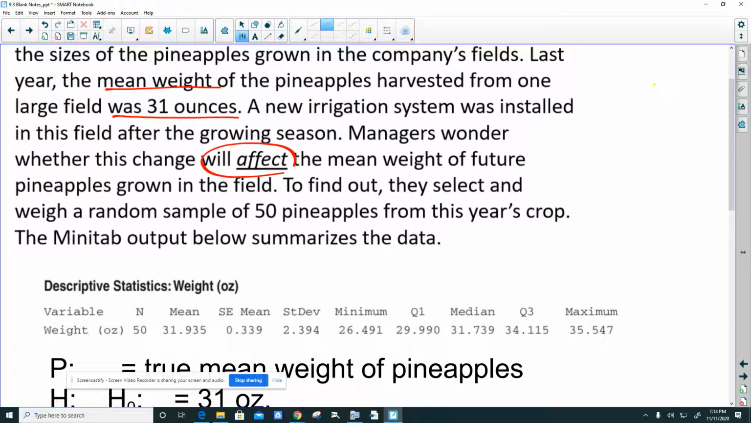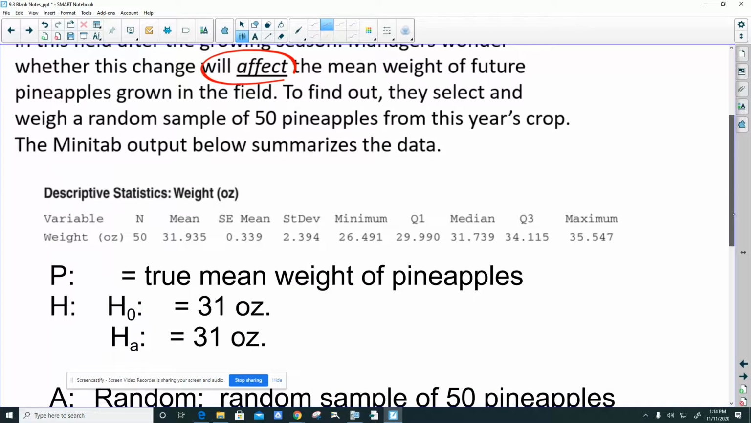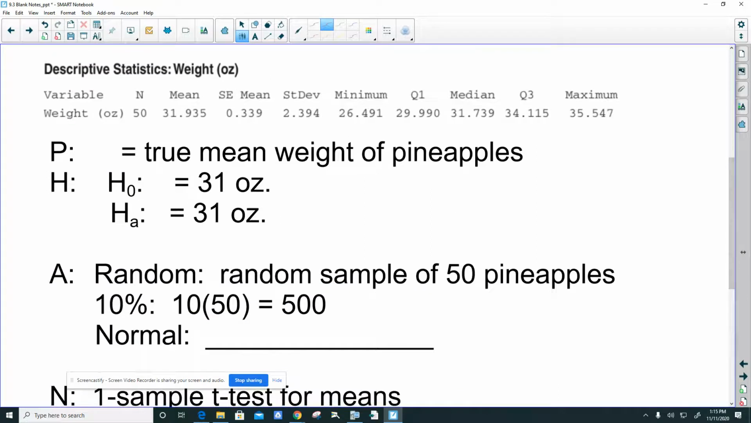And then they give you some computer output here that we can see. Okay? So we're given the stats here. We're not given the body of data from the sample. You can see right here, this is the x-bar. This right here would be the sample standard deviation.